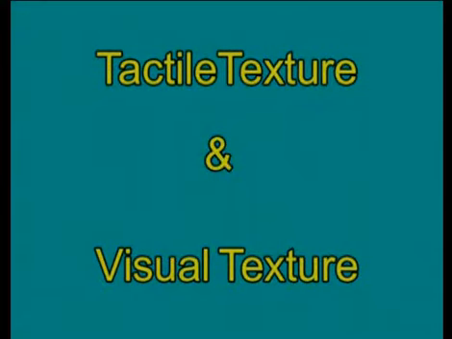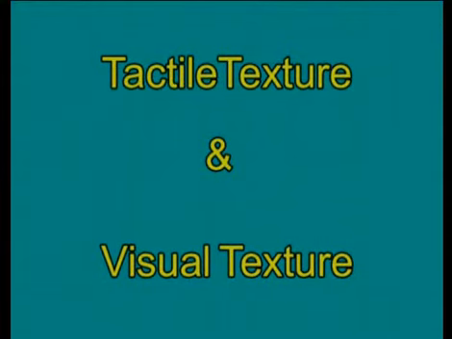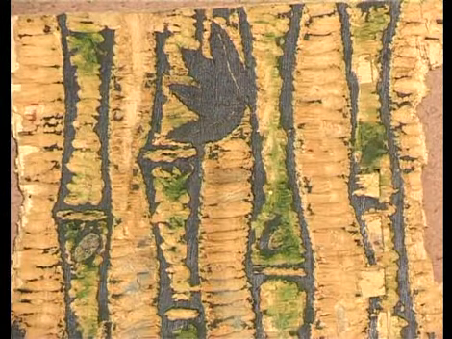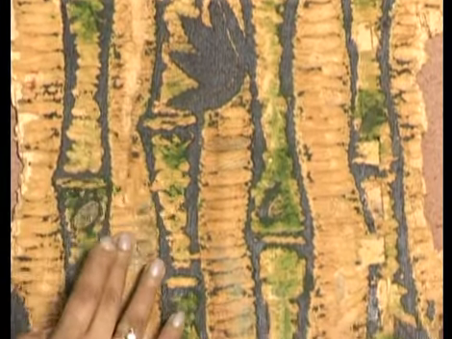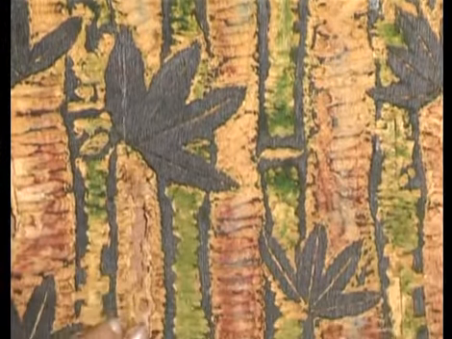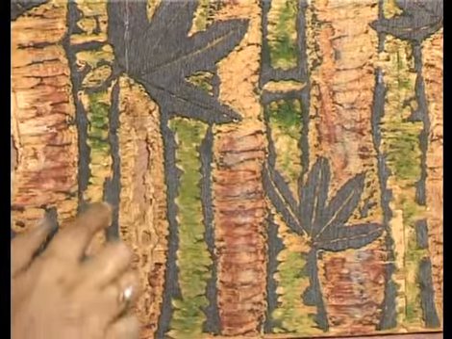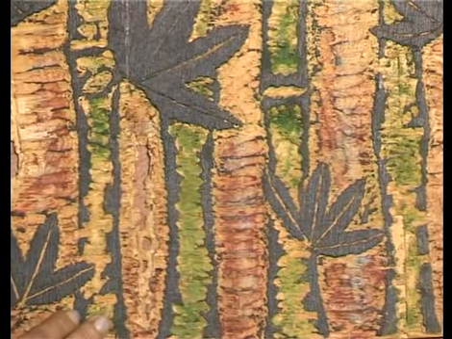The knowledge of texture can be obtained in the following two ways. One is tactile and the other is visual. Tactile texture. Tactile texture is the actual 3D feel of a texture. Tactile means touch. When we feel the hardness and softness of an object by touch, that is tactile texture.